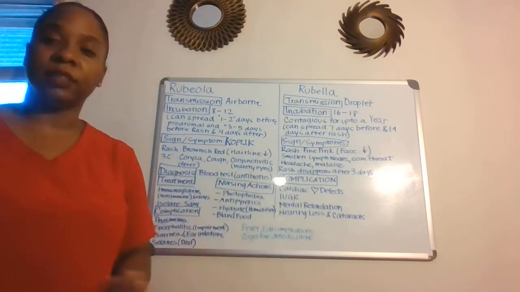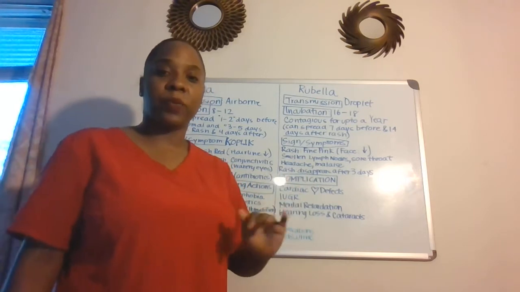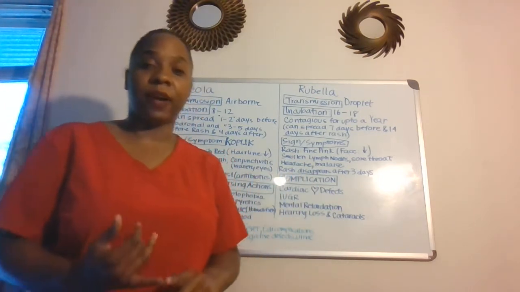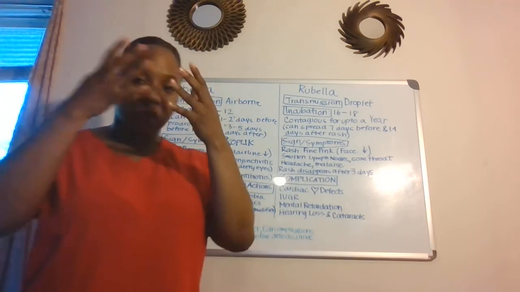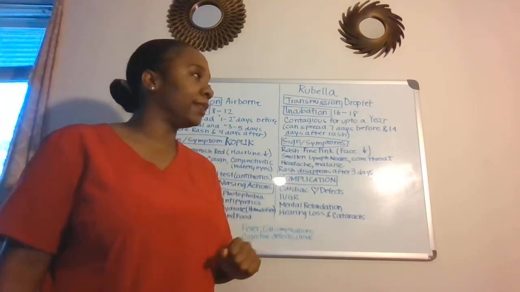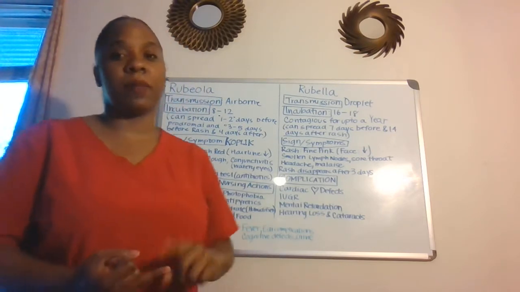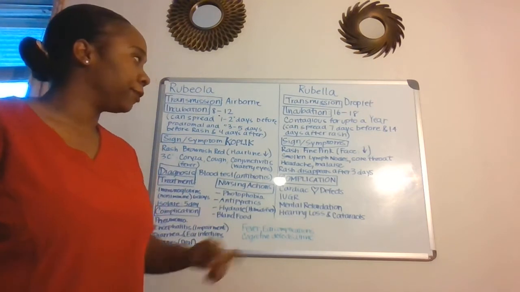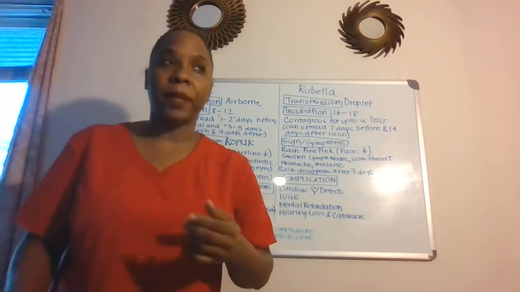Now, signs and symptoms. So how is rubella different from rubeola? Their rash is fine and pink, and it begins on the face and spreads down, not the hairline. Like I said, they're going to have a low grade fever. They're going to be tired, which is called malaise in the medical world. And what happens?